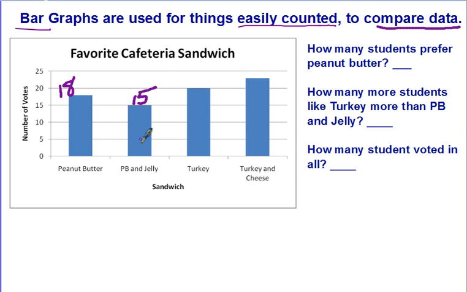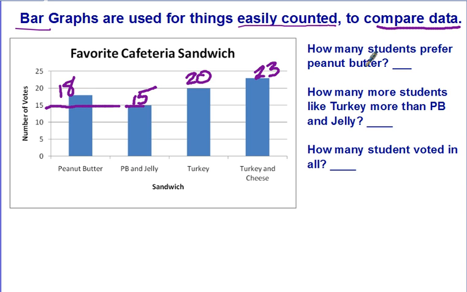What you want to do is go to the top of your bar and then go over, and you can see about where it matches. Turkey. 20 students like turkey the best. Go right over to the 20. And turkey and cheese. You can see this is a little higher than half, so I would say that this is 23 students. Once you can read the graph, reading across, then you can answer your questions.